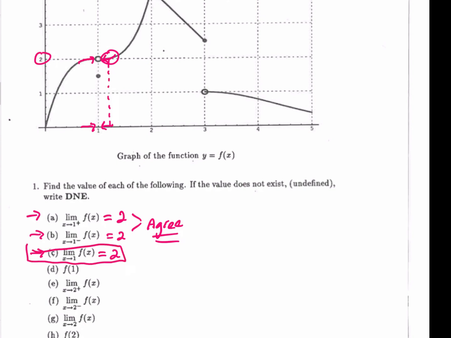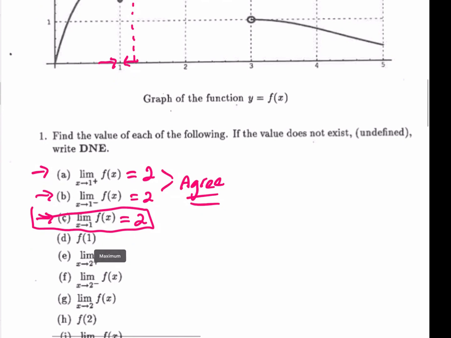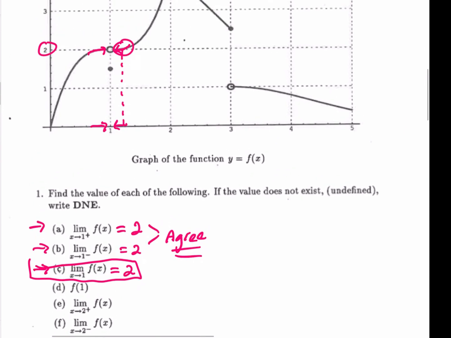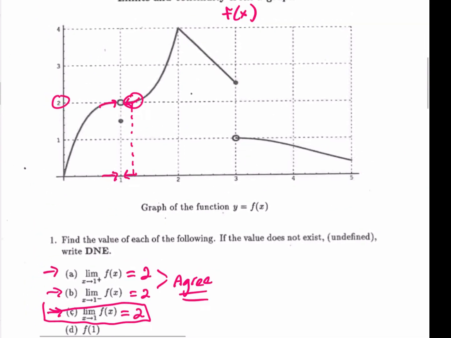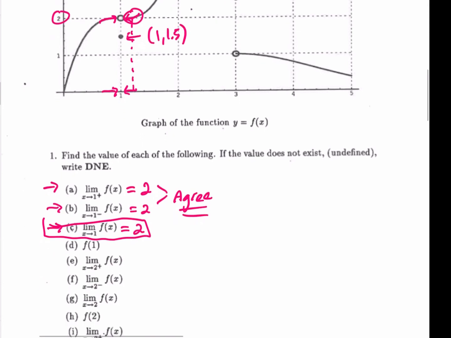Let's move on to the next question, which asks, what is the value of f of 1? Well, the value of f of 1 is actually all about this point right here. This point is (1, 1.5). So the value of f of 1 is just asking what is the y value when x is 1. And so that answer is 1.5.